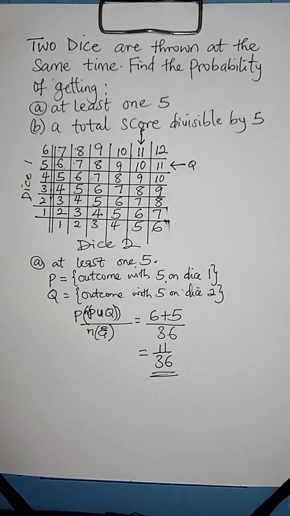So that's the probability of obtaining at least one 5. So it's not going to be 12 over 36. Don't get it confused. Remember, it could be die 1 or it could be die 2.